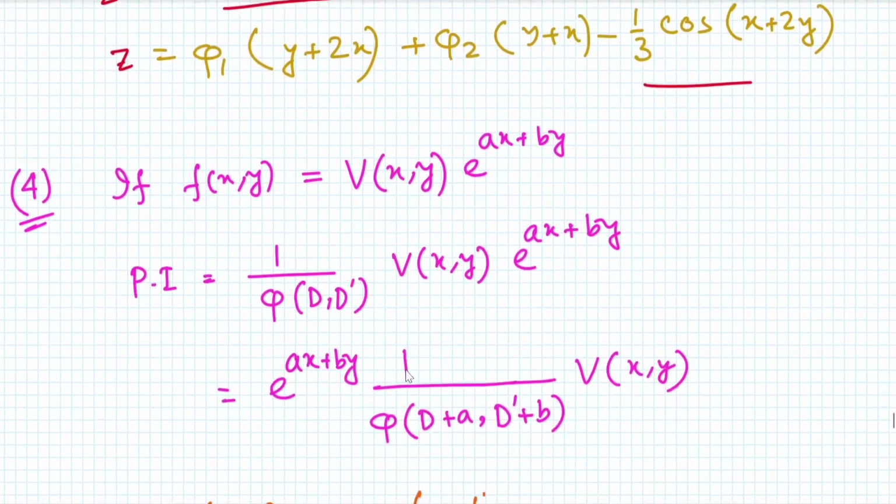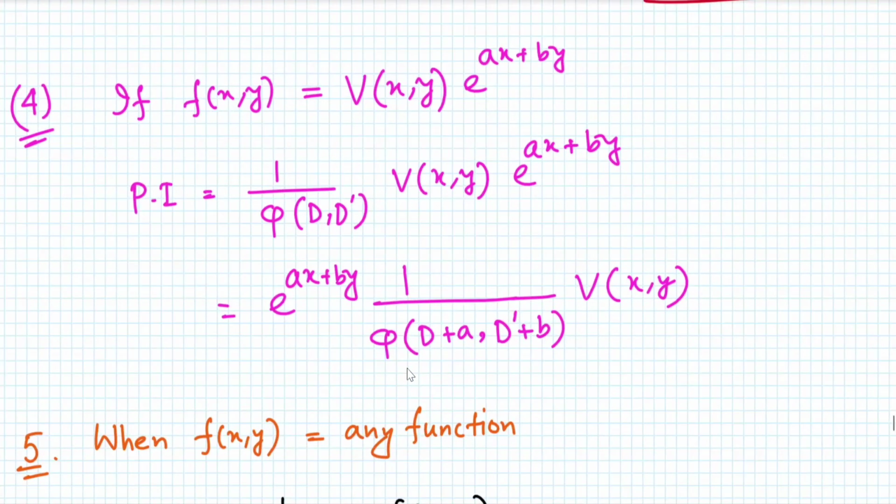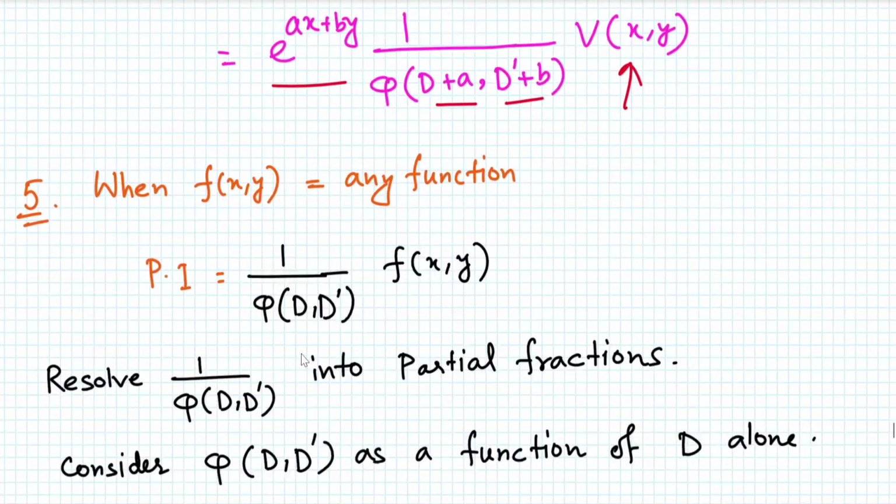Now let us come to the next type, type 4. If f of x, y equal to e power ax plus by times v of x, y, then the particular integral equal to 1 by phi of d, d dash times e power ax plus by v of x, y. This is equal to e power ax plus by times 1 by phi of d plus a, d dash plus b, operating on this function v of x, y. Phi of d is replaced by d plus a, and d dash is replaced by d dash plus b.